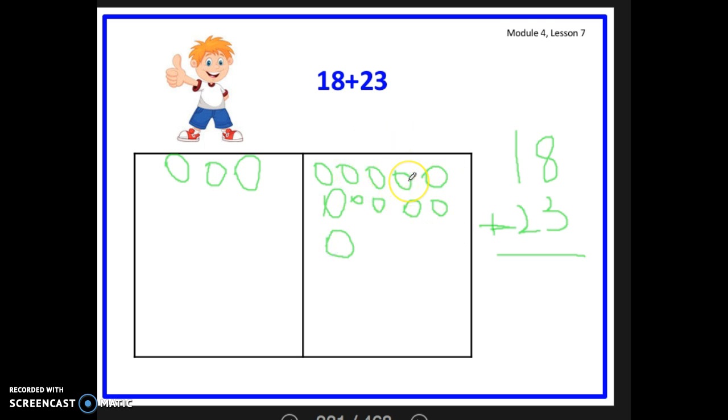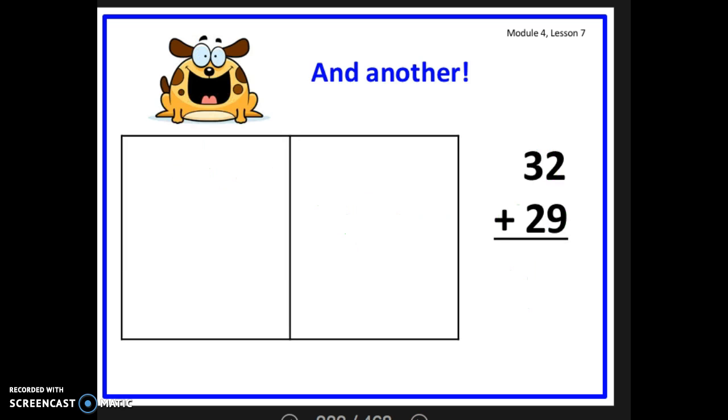Now, do I have enough ones to make a new 10? I do, right here. So I'm going to circle them. I'm going to put my new 10 here. I'm going to show what I did on my problem now. I have another new 10. And now I just have to add what I have left. I have 1 left in the ones place, and I have 4 in the tens place. So my answer is 41. Okay, we're going to try one more.